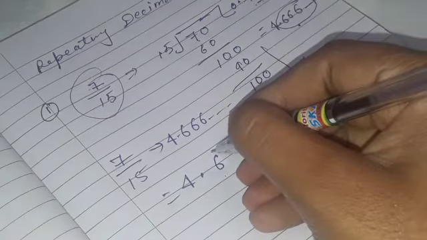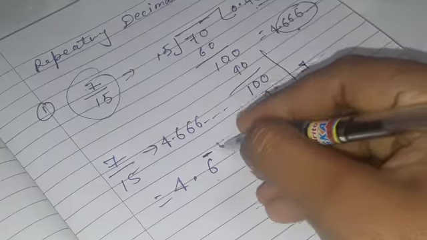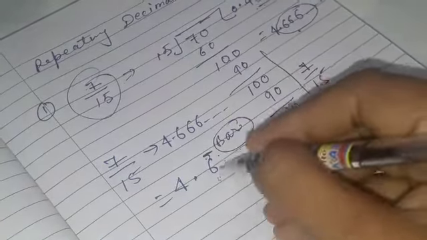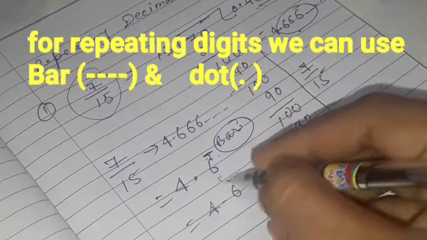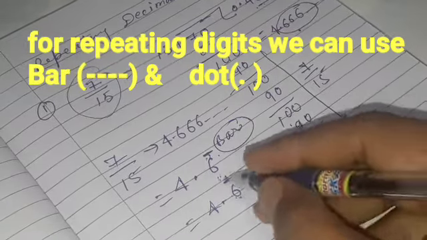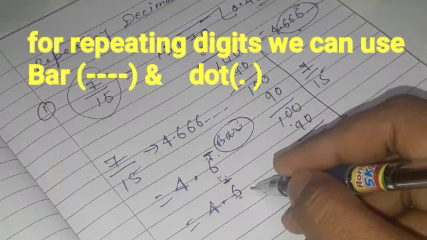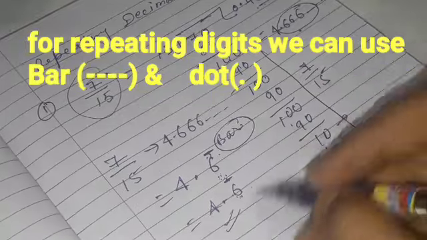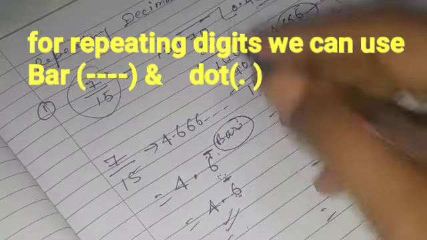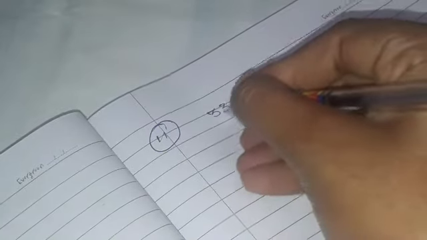So we can write it like this: 4.6, and we can make a bar, a small line. What do we call this? Bar. So this is your answer, 4.6 bar. The 6 bar means it is repetitive, it will never end. So this is called repeating decimals.